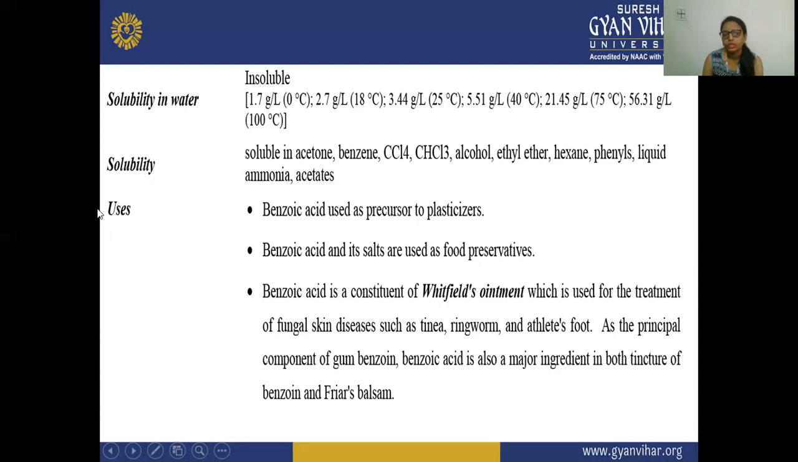Next is your uses. So there the uses are given. This benzoic acid is used as a precursor to plasticizers. Means it is used as a starting material for the formation of plasticizers. And benzoic acid and its salts are used as food preservatives also. So this benzoic acid or its salts are used as a food preservative to preserve the food. And next, benzoic acid is a constituent of Whitfield ointment.